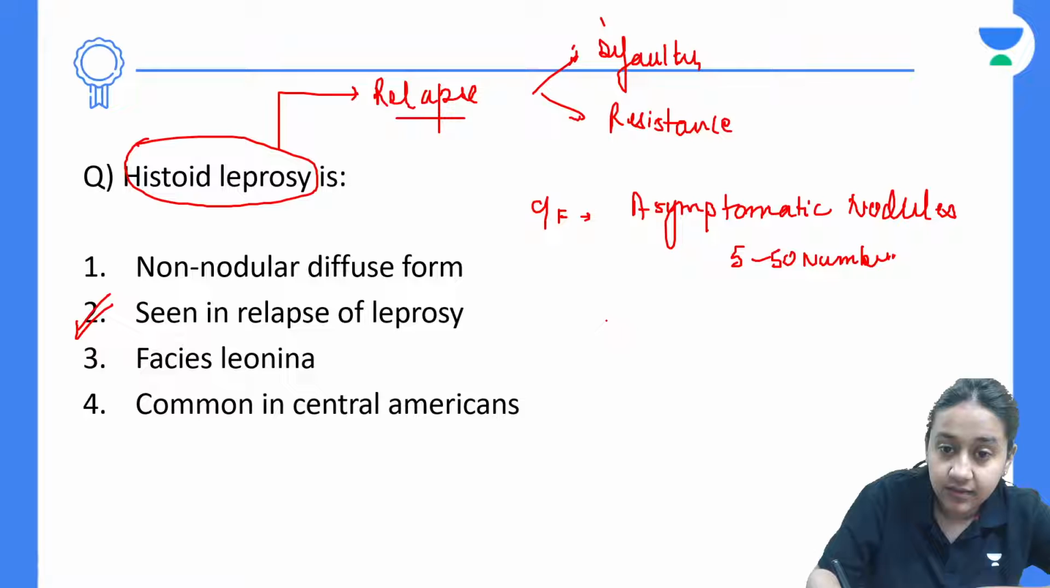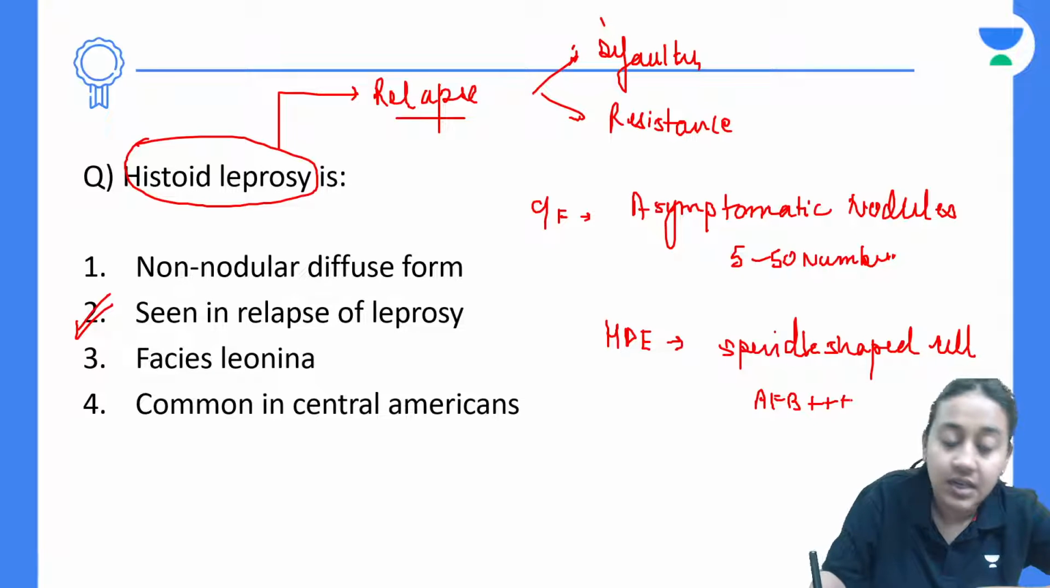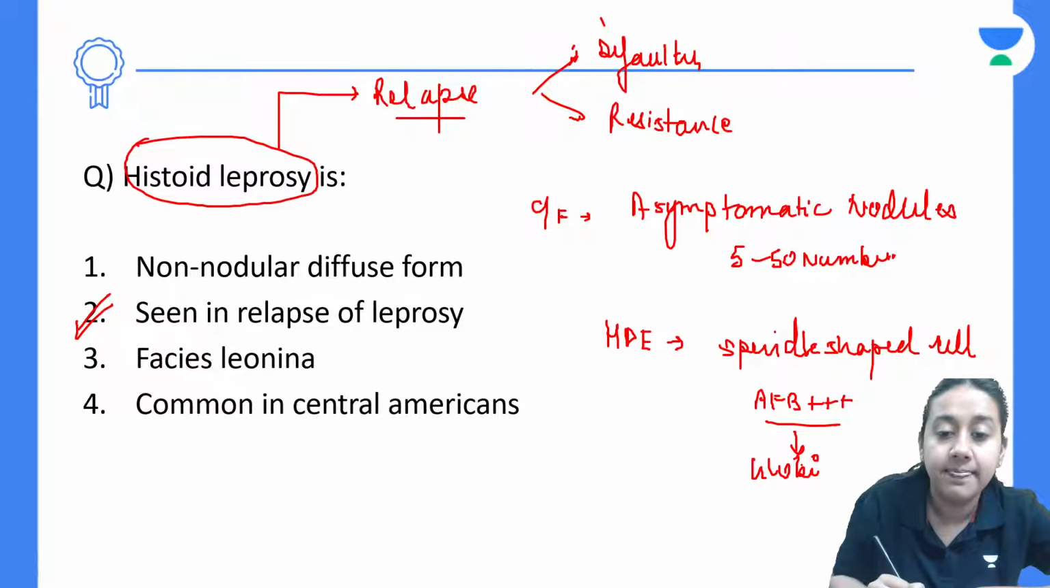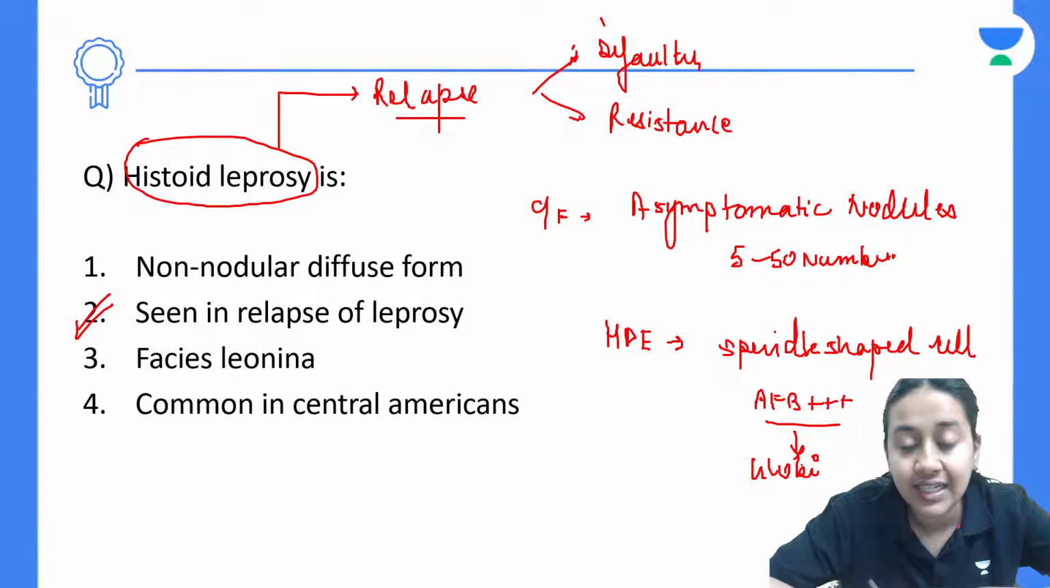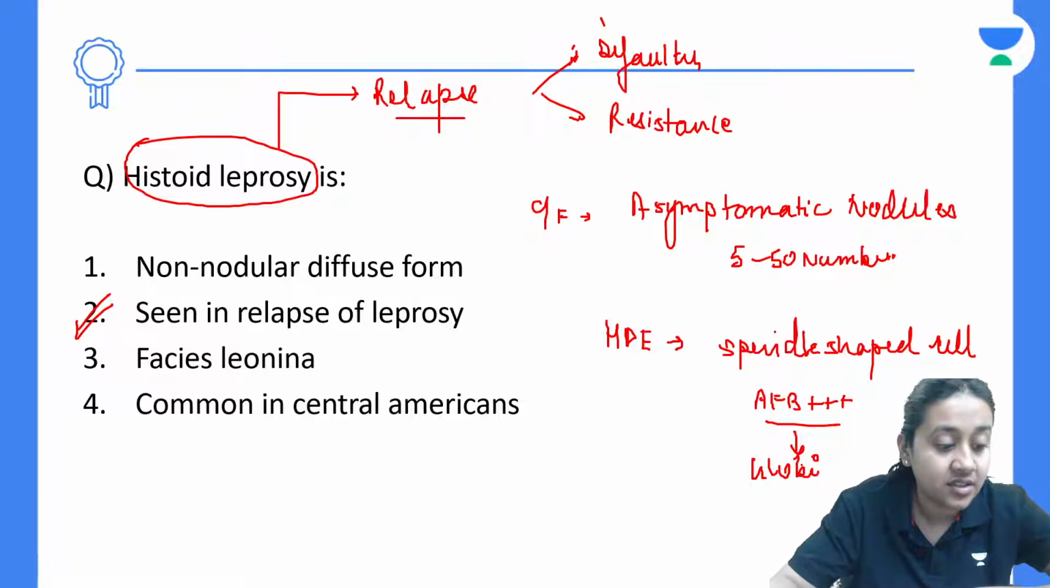When you do a biopsy, you will see spindle-shaped cells in these nodules, and there is presence of a lot of acid-fast bacilli. These acid-fast bacilli are arranged in groups which are known as globi. So please remember, histoid leprosy is a nodular form which is seen in the relapse of leprosy. It occurs whenever a patient either stops taking the drug, that is, has become a defaulter, or has developed resistance to the drug on which we have kept the patient.